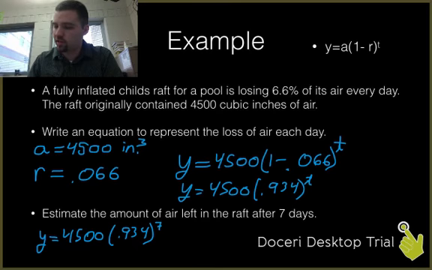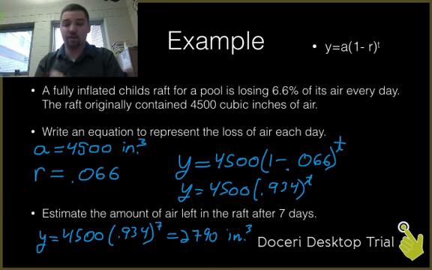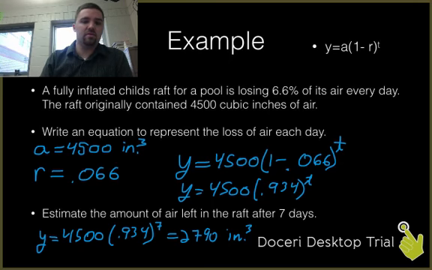If you plug this in your calculator and use parentheses in the right spot, it should spit back about 2,790 cubic inches. So 2,790 cubic inches is how much will be left in the raft. So you're losing almost half of the air in just a week's time. And that's it. So that's the example for exponential decay.